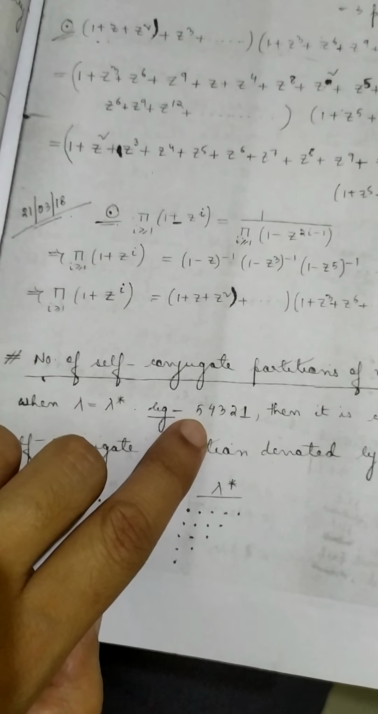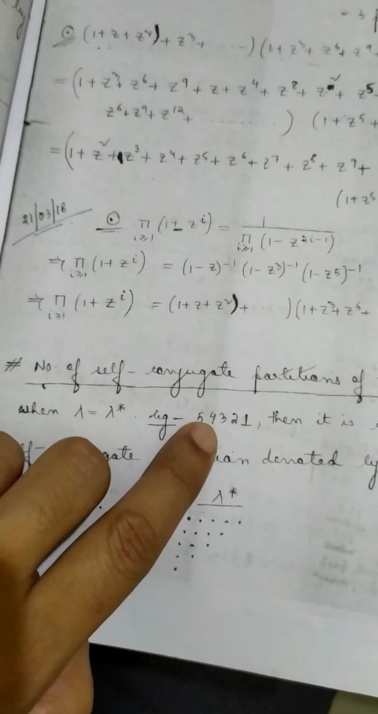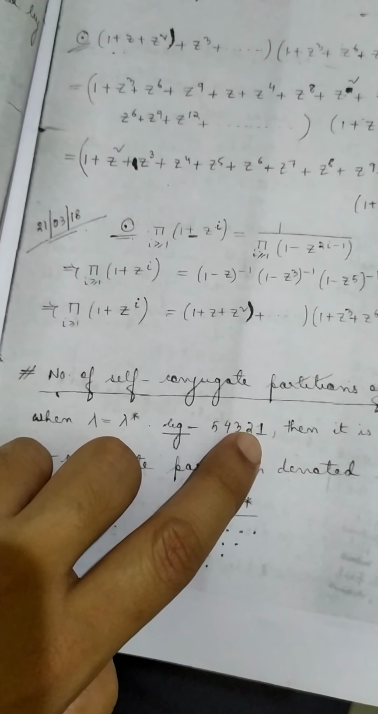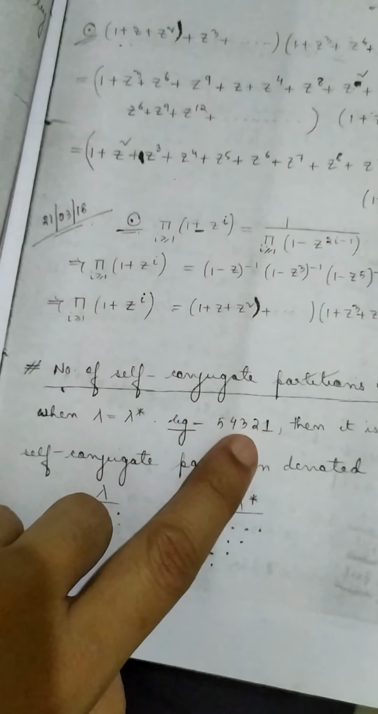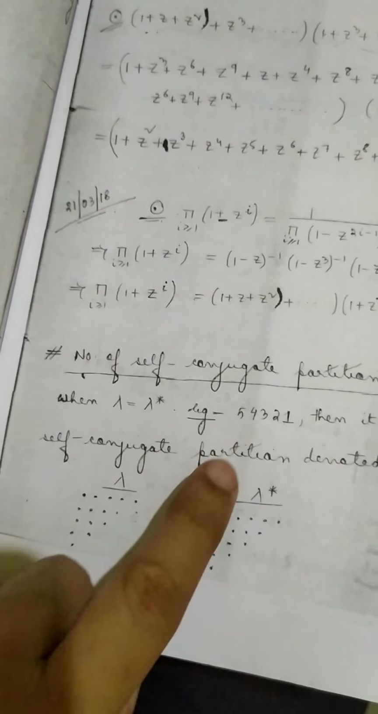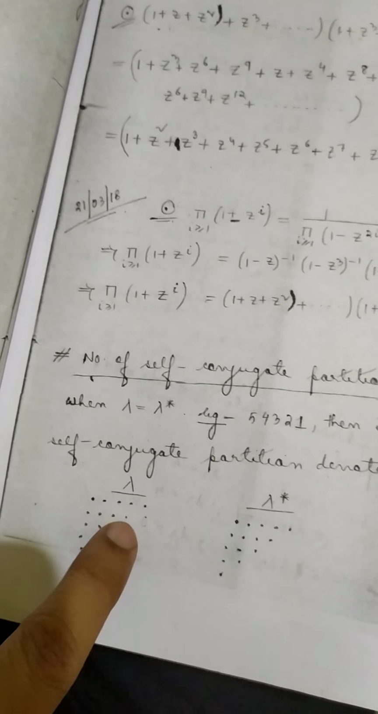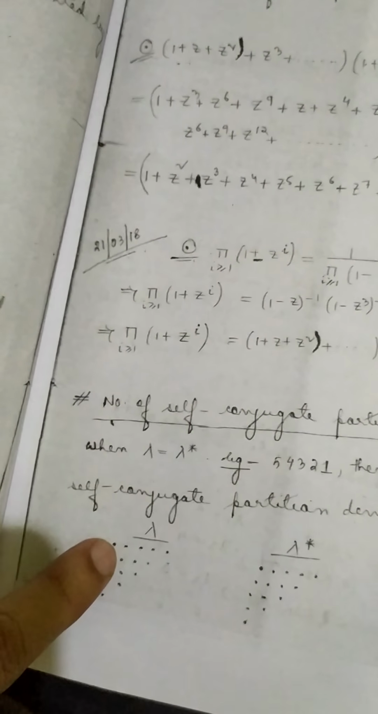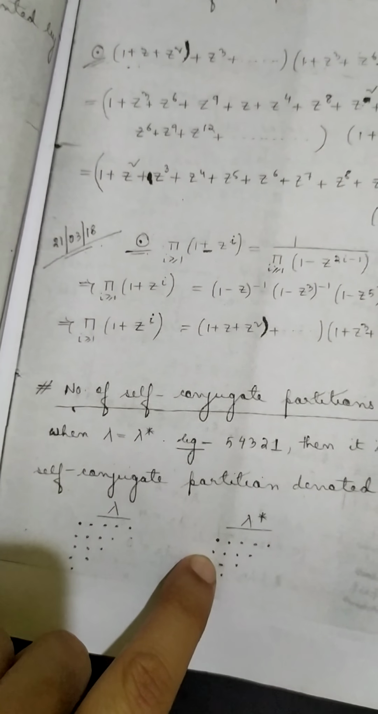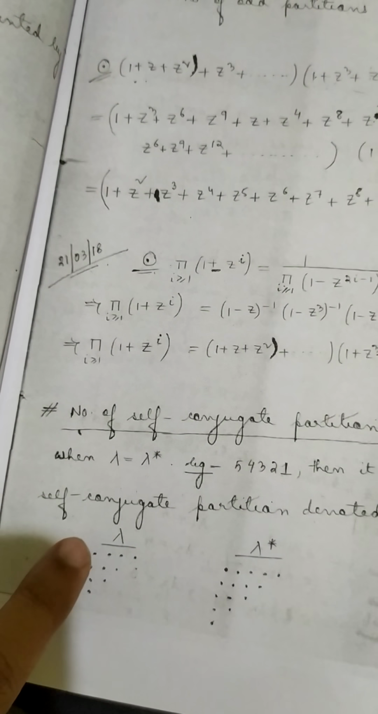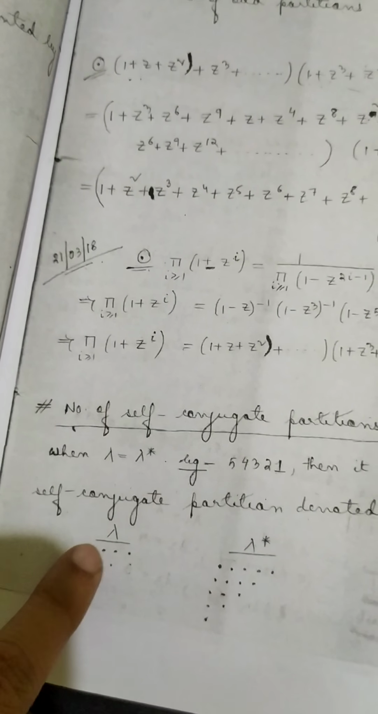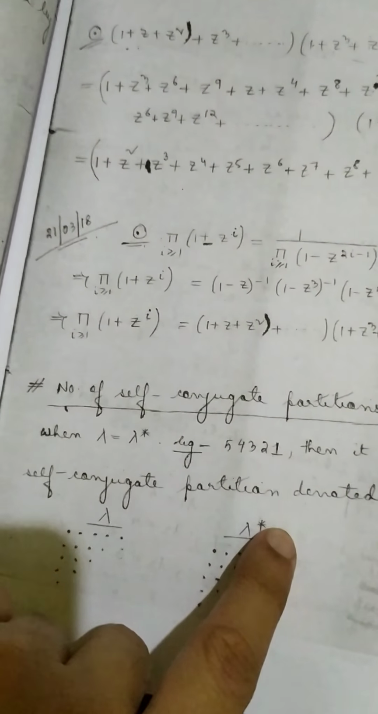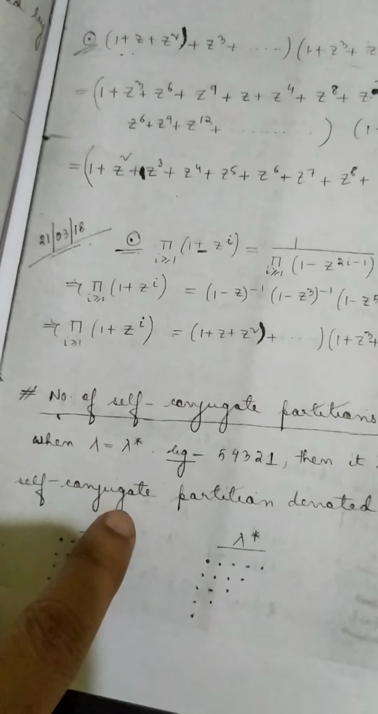A conjugate partition: if I consider the partition 5 4 3 2 1, this is a partition of 15. Then this is the corresponding Ferrers diagram: first row 5 dots, second row 4 dots, 3 dots, 2 dots, 1 dot. The corresponding conjugate partition is obtained by interchanging rows and columns, so the first row becomes the first column. Then you get the partition lambda star. But here you can see lambda is equal to lambda star, so this type of partition is said to be a self-conjugate partition.